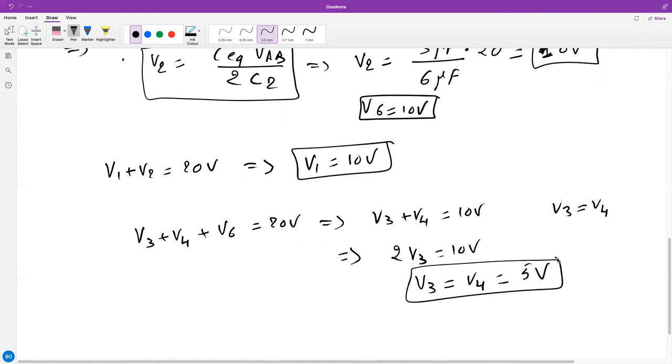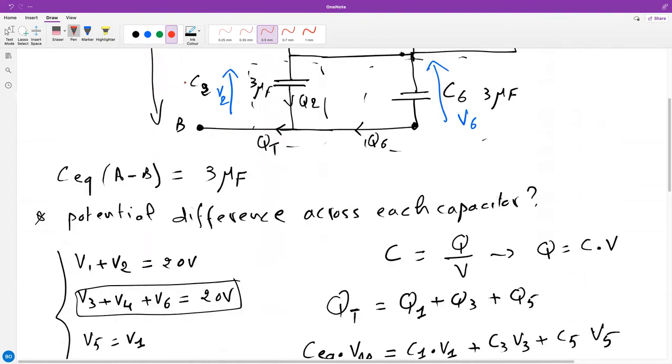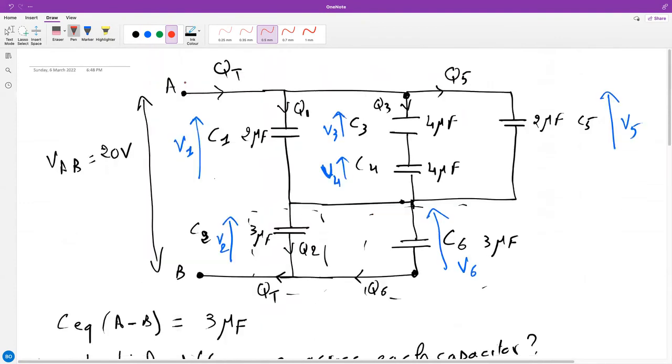So here is the summary of our potential differences. This one will be 10 volt, 5 volt, 5 volt, 10 volt, 10 volt, and 10 volt. You can see that V5 is equal to V3 plus V4, which is 10 volt, and it is equal to V1, which is 10 volt. V1 plus V2 is 20 volt, which is the total VAB, and V2 is equal to V6, both of them 10 volt.